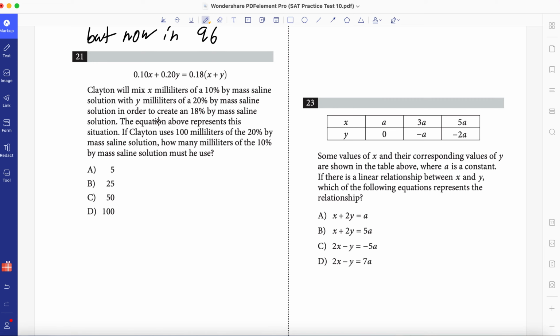So we know that Clayton uses 100 milliliters of the 20% solution, and we know the 20% is Y. So wherever I see Y, I want to plug in 100. So 0.10x plus 0.2 times 100 is going to equal 0.18x, and I'm going to distribute it, plus 0.18 times 100.